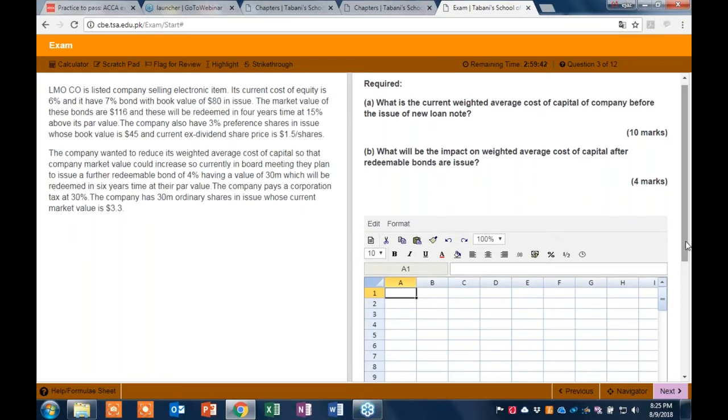Okay, on your screens, you have a question there. In part A, we have to calculate what is the current weighted average cost of capital of the company before the issue of new loan note. And then we have to calculate the impact on the weighted average cost of capital after those bonds are issued. So go ahead and just calculate the weighted average cost of capital in part A.